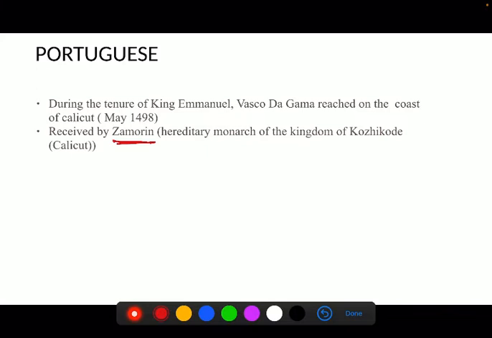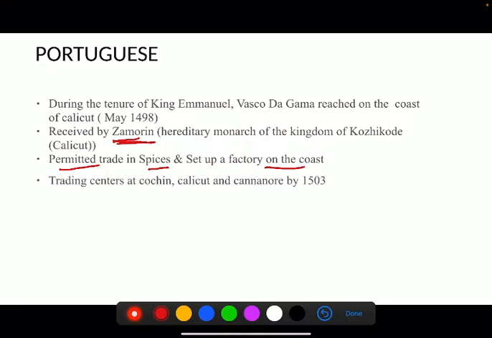But his expectation was belied very soon, when the Portuguese started creating a lot of trouble. As he was happy, the Zamorin permitted the Portuguese to trade in spices and set up a factory on the coast. By 1503, the Portuguese established their trading centers at Cochin, Calicut, and Cannanore. The reason was that they had found a territory where they could do trade.